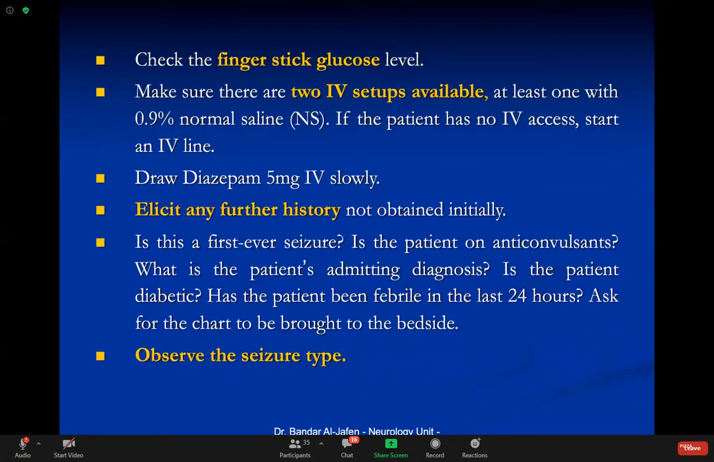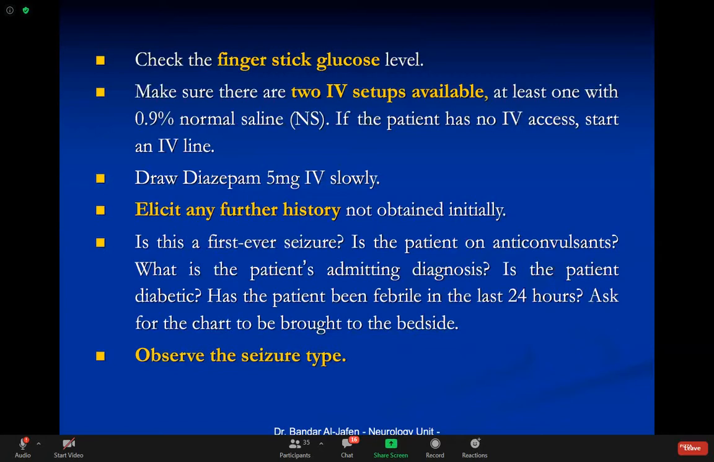Check the blood sugar level. Again, this is placed multiple times because it's so important to check the blood sugar, because you would treat it not with anti-epileptics, but you would treat it with sugar. Make sure there are 2 IV setups available. Okay. Again, you draw your diazepam, starting with 5 milligrams, or 4 milligrams or 2 milligrams of lorazepam.